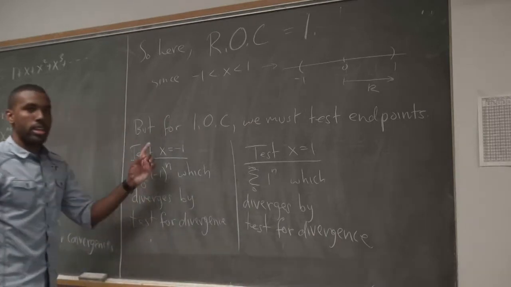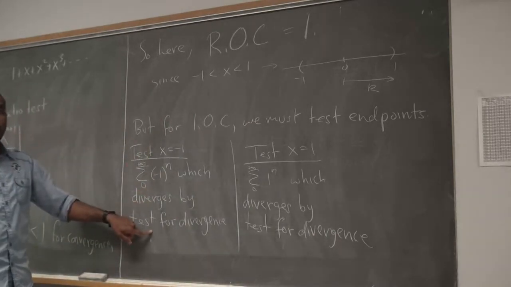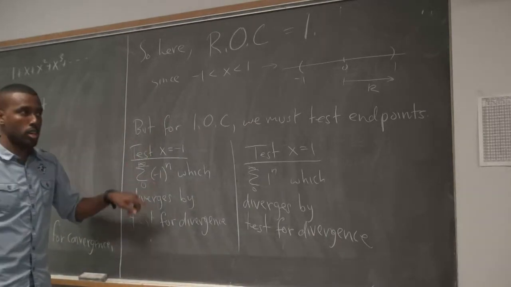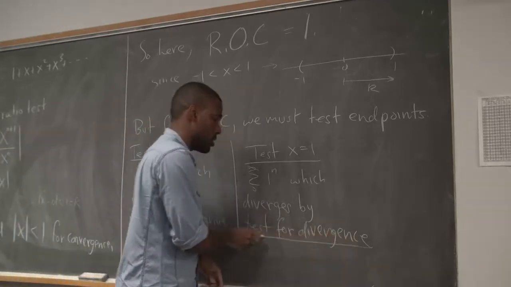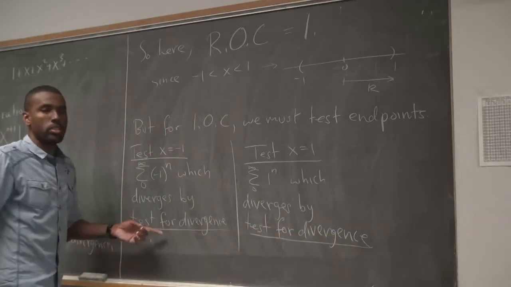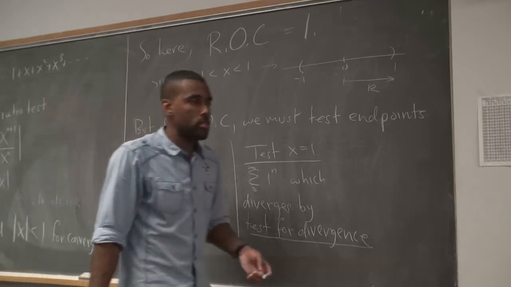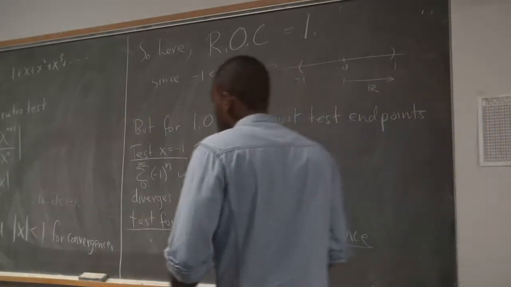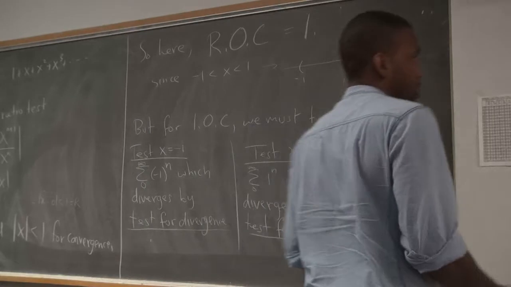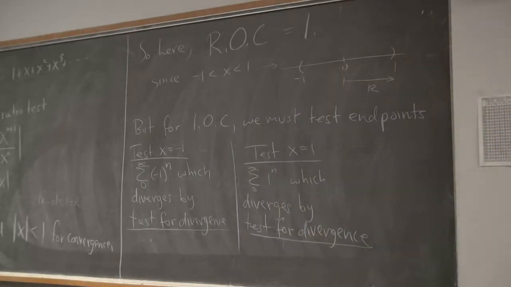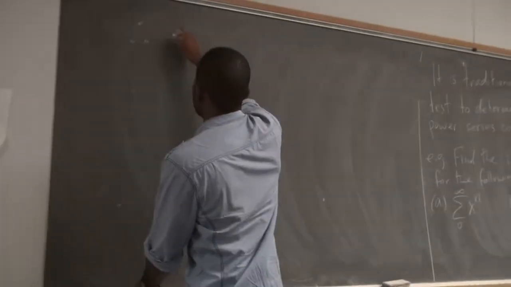And yes, when testing the endpoints, I expect you to tell me what test you used to conclude whether it converged or not. Right? So you have to state something. The geometric series is also a valid point. But test for divergence is sort of the first thing I look for when I look at a series. Therefore, it diverges at the endpoint, so the interval of convergence is just the open interval.